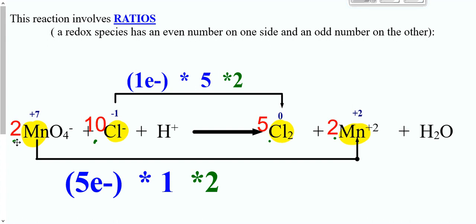We now have 2 groups of 4 is 8, so we can quickly put an 8 in front of the water to get 8 oxygens. This now gives us a total of 16 hydrogens, and so we can very quickly put a 16 in front of the hydrogen to get 16 hydrogens. This equation is now completely balanced.